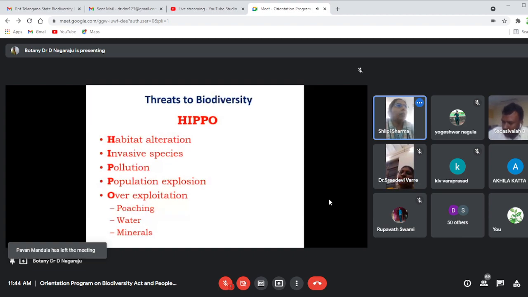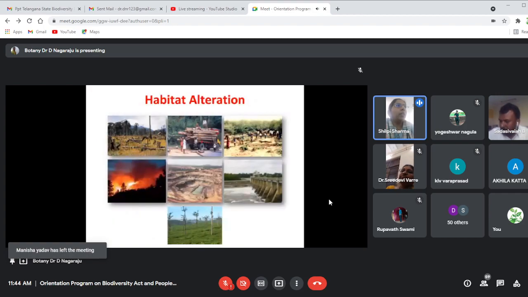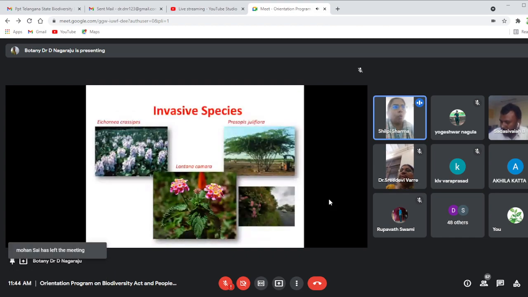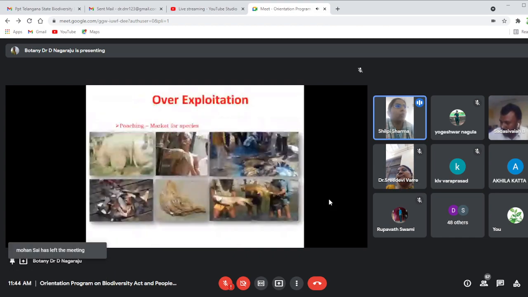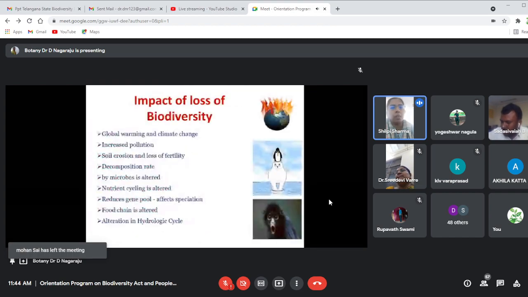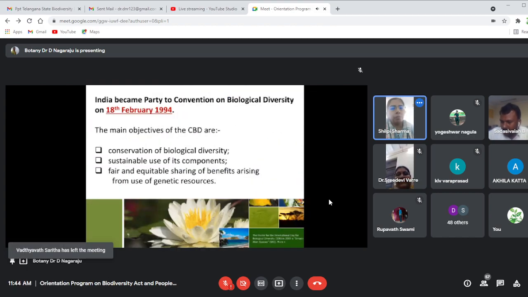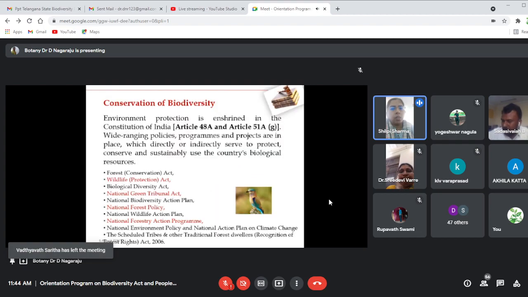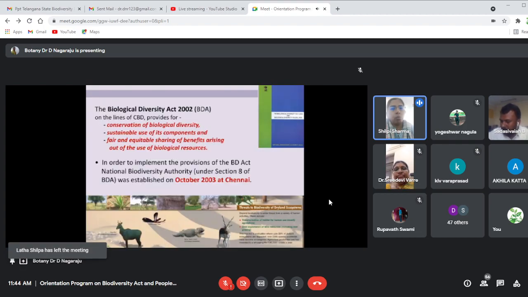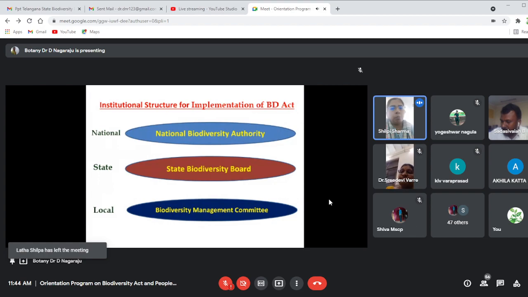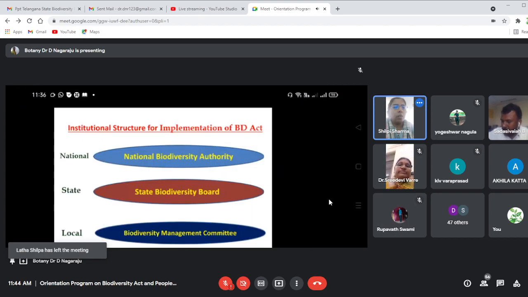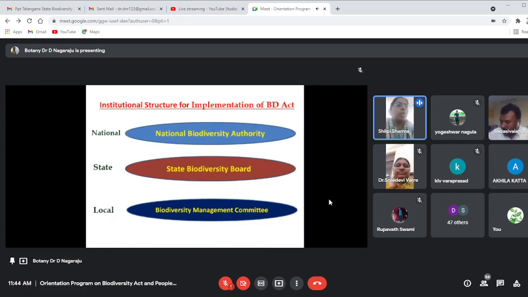Next slide, please. Then this is the institutional structure. You are showing the habitat alteration slide. You can go more forward and come up with the institutional structure for implementation of the BD Act. Two more slides. One more. Yes, wait. So this shows the institutional structure.